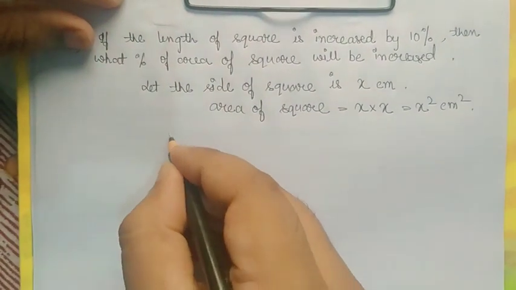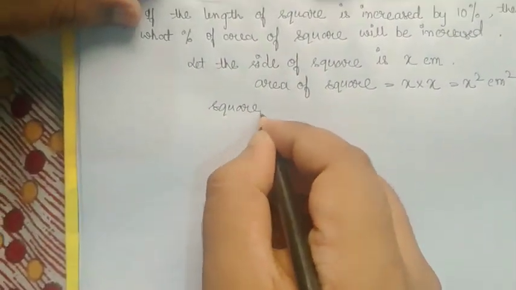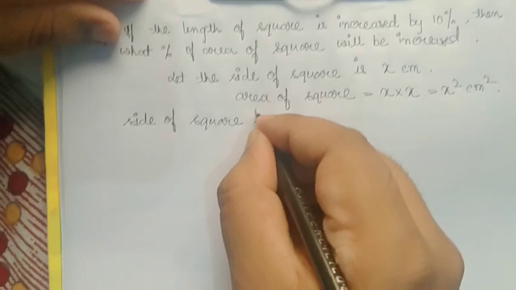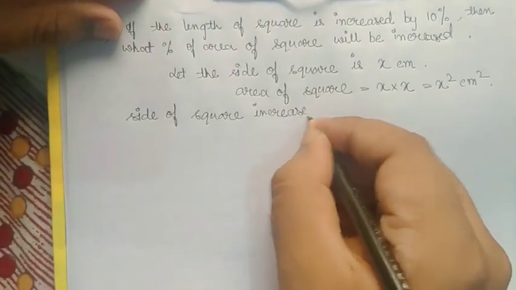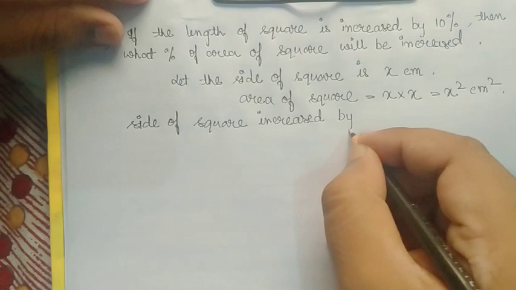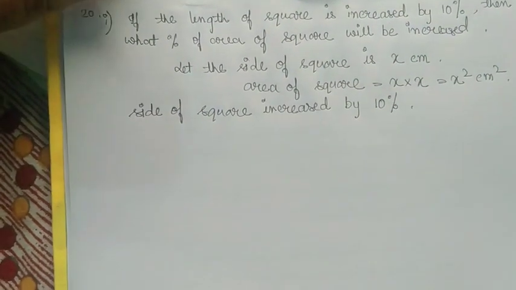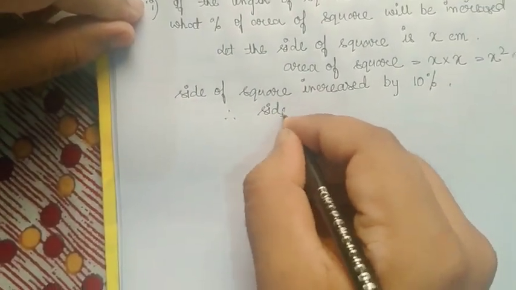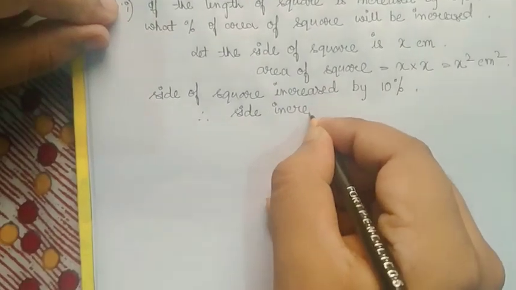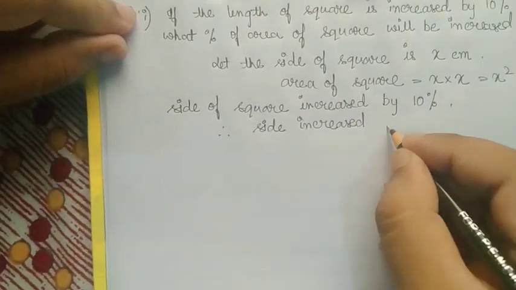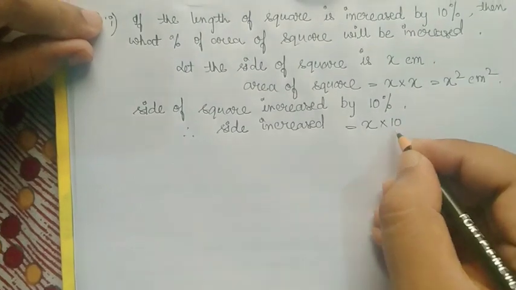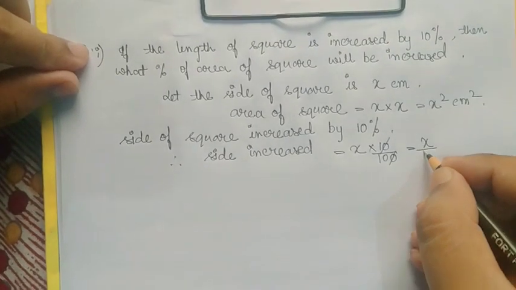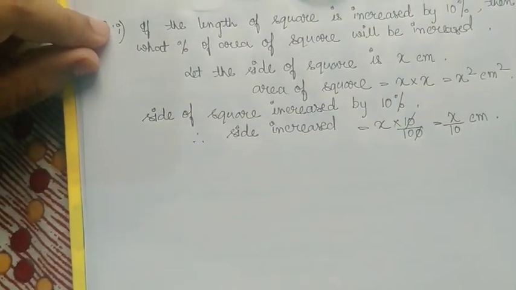Now the side of the square is increased by 10%. So therefore the side increased is x into 10 by 100, equal to x by 10 centimeter.